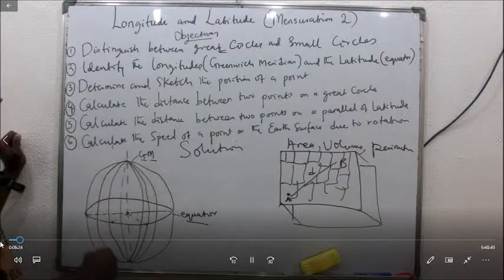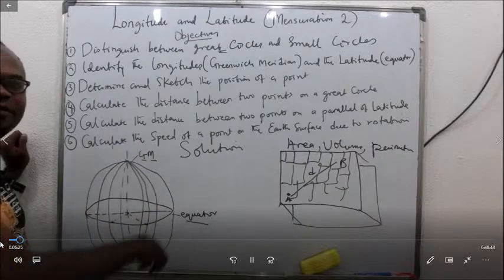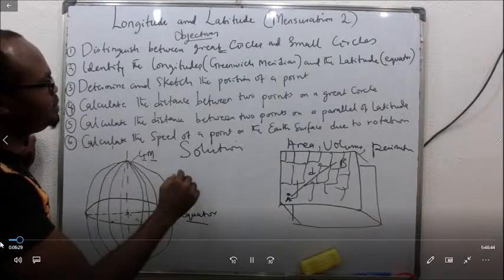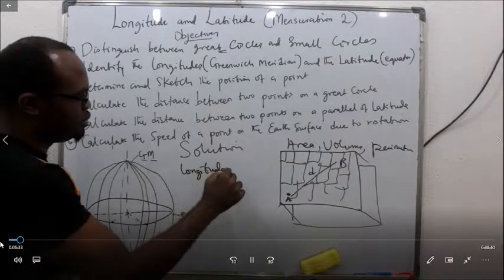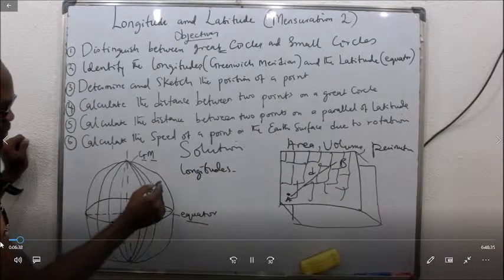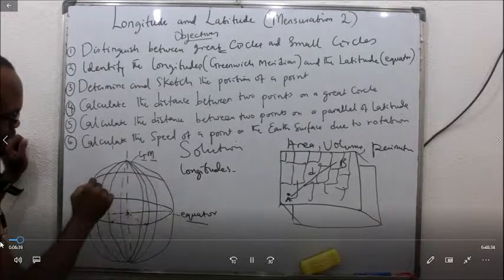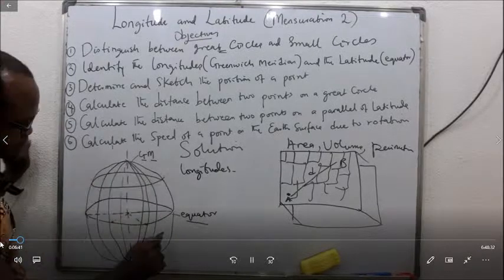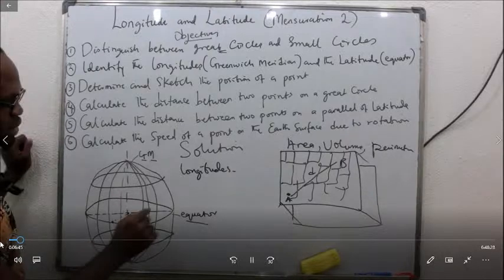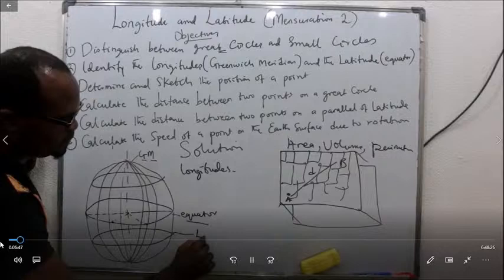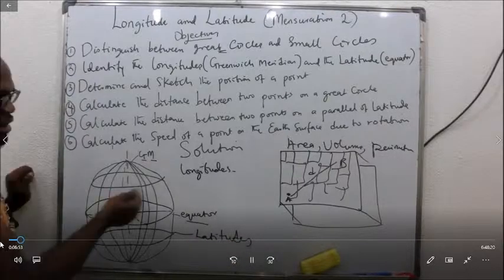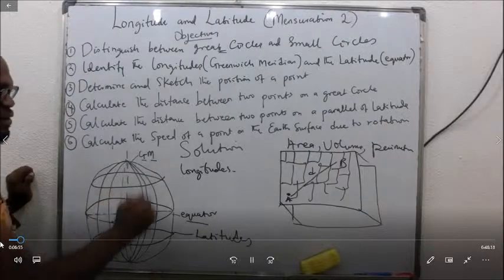So all the circles that are vertical, all the vertical circles like this, are called longitudes. Whereas this other circle that you have, like the equator and any other circle like this cutting the Earth into two places, they are known as latitudes. So the horizontal circles are the latitudes, whereas the vertical circles are the longitudes.